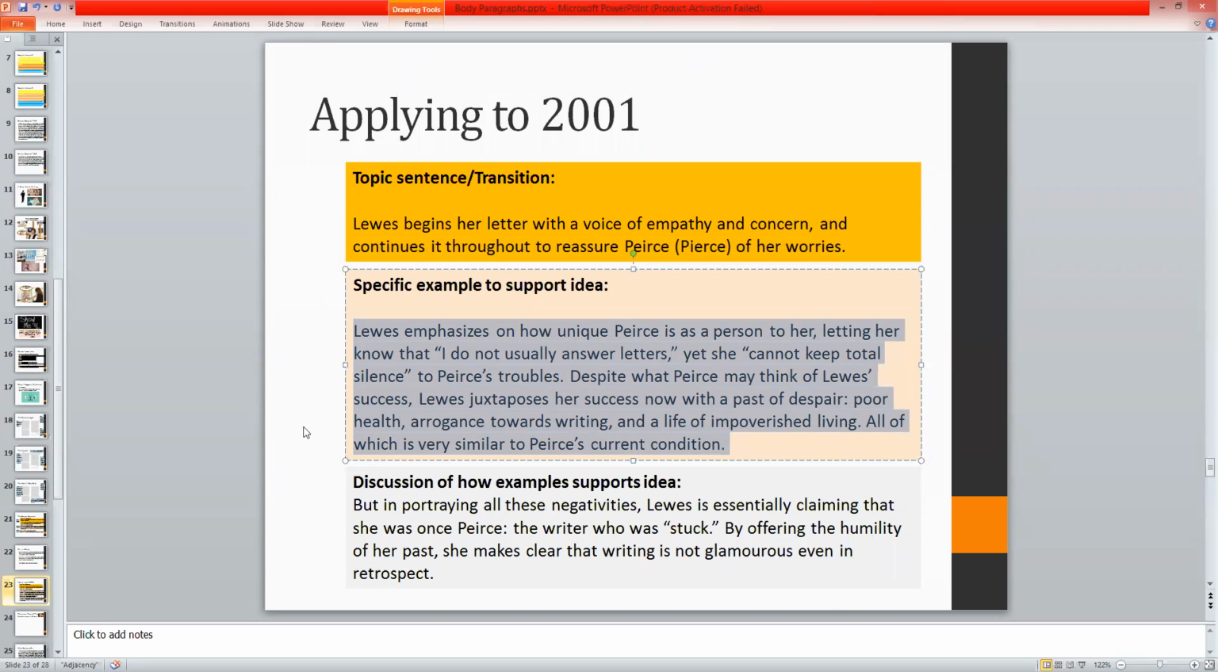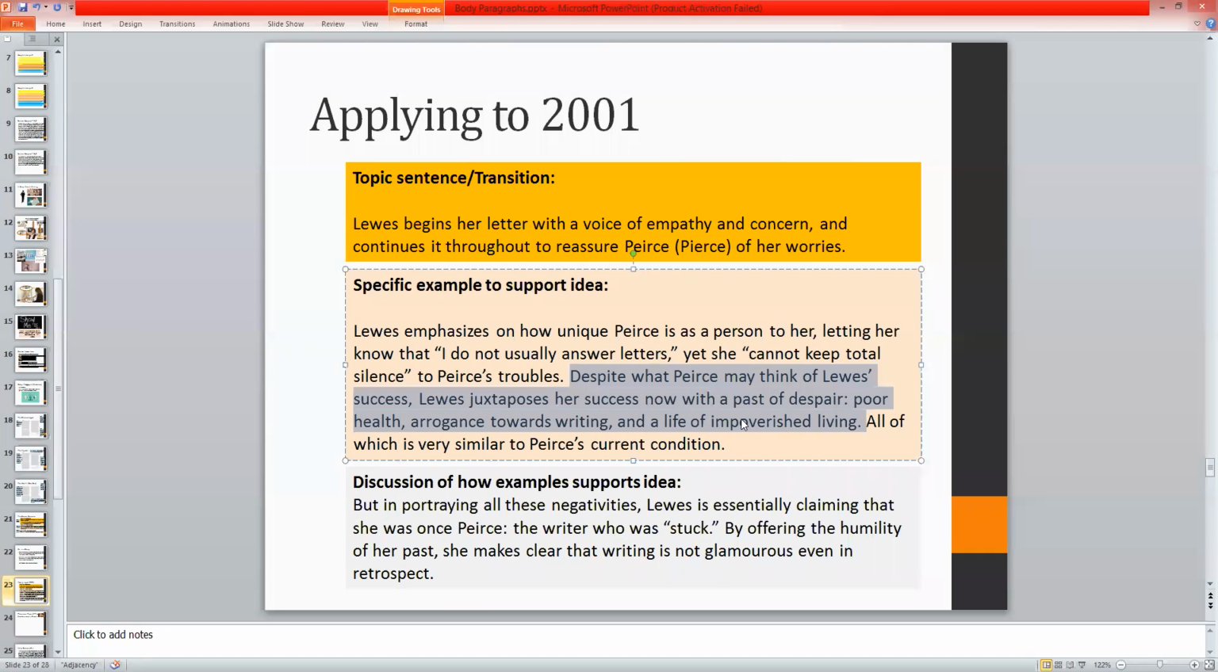Despite what Pierce may think of Lewis's success, Lewis juxtaposes her success now with a past of despair, poor health, arrogance towards writing, and a life of impoverished living. So I'm paraphrasing or summarizing what existed in the reading as a whole. Pierce thinks that writing and writers live this very lavish, successful life. That's not true. As a writer, she was in a past of despair, in poor health, arrogant towards writing, and living a life of impoverished living.